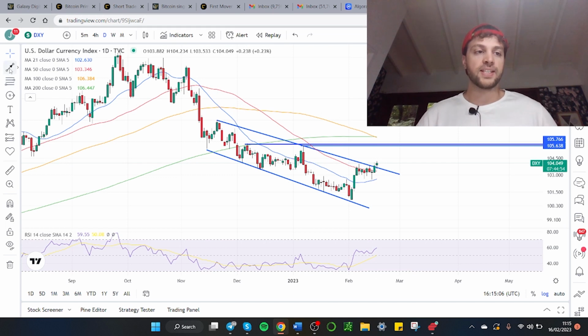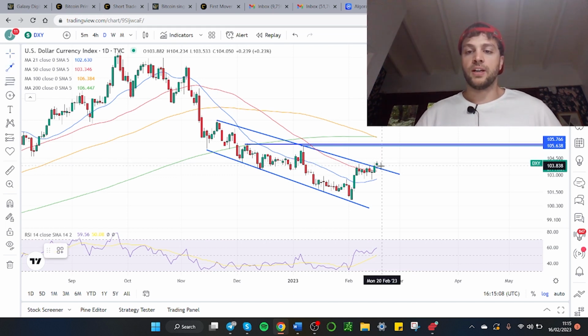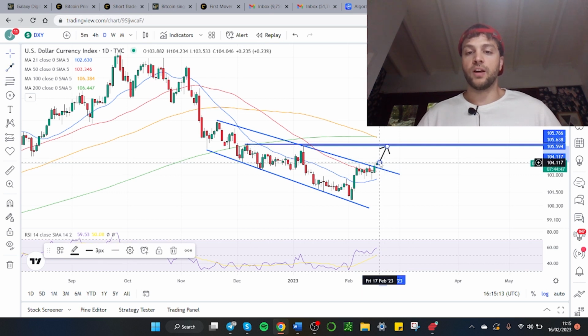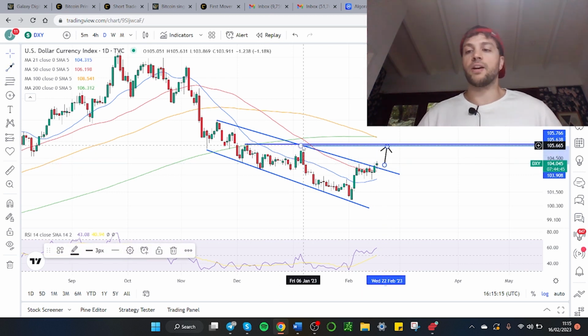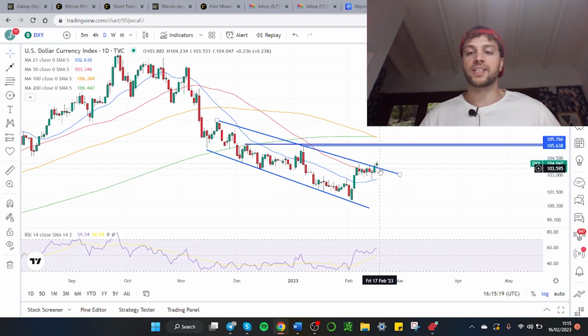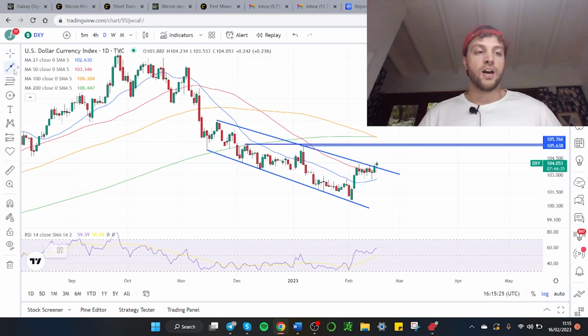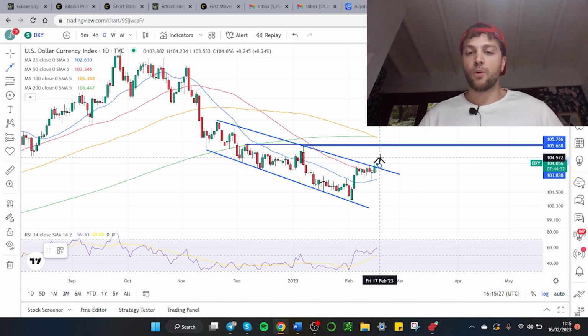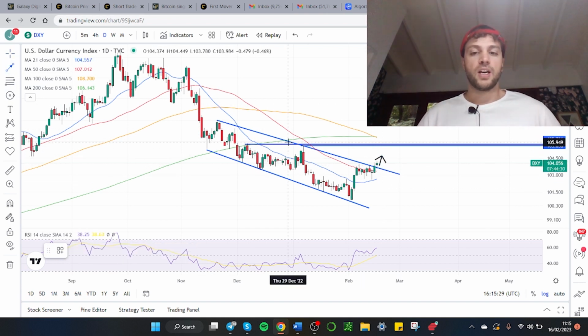My thesis pretty much here in short is that I'm looking for an eventual move to this resistance area around 105.60, 105.70, that sort of area up there. That's the target. You could also target a retest of the 200-day moving average, but that's the first major target.